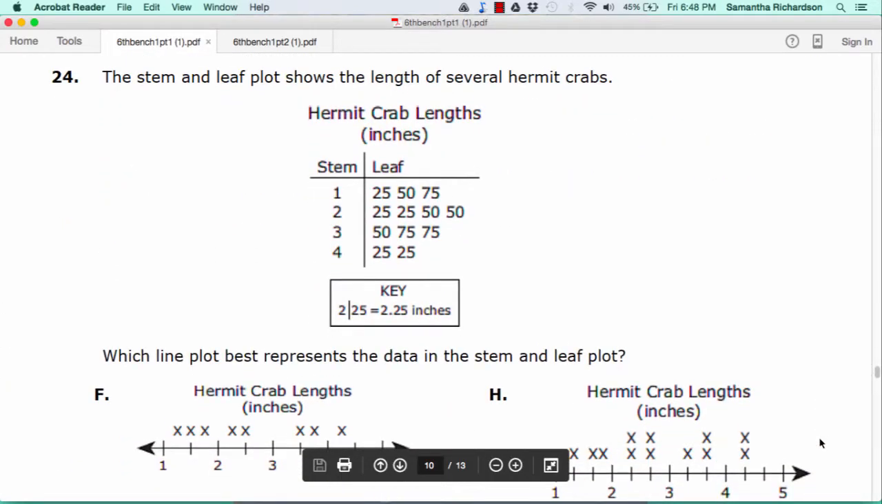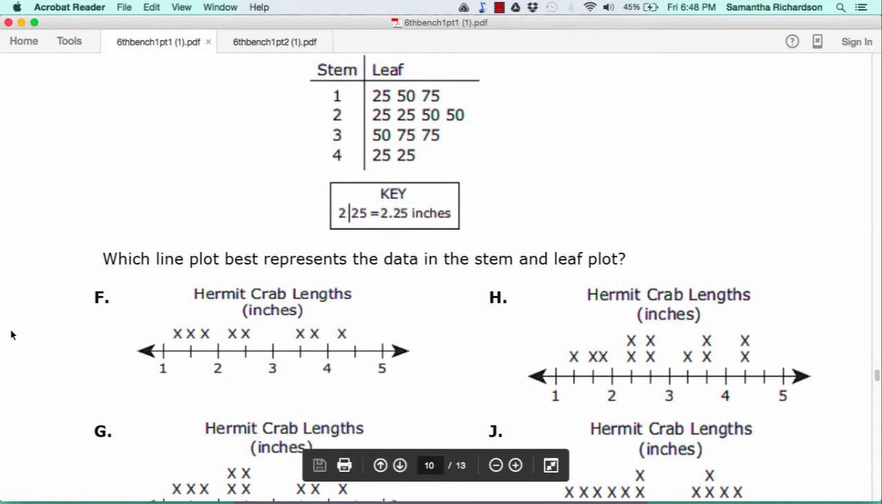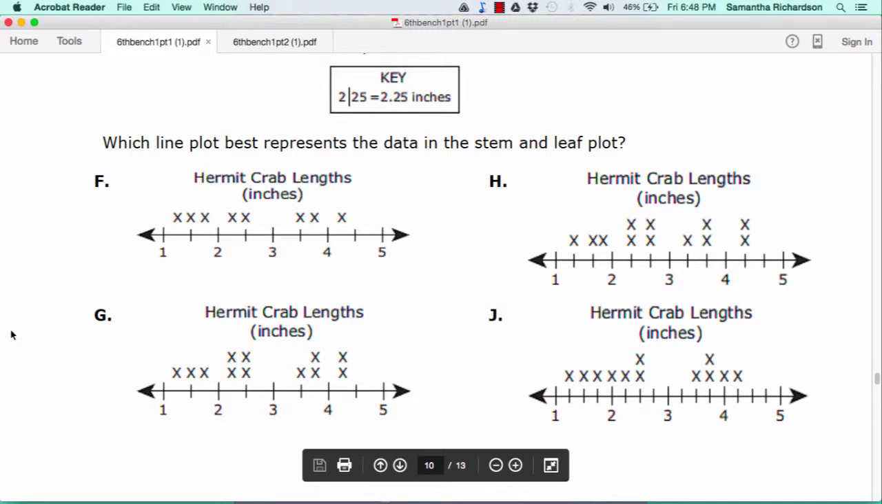Question 24. The stem and leaf plot shows the length of several hermit crabs. Hermit crab lengths, inches. Key. If you need anything else read from the table, please raise your hand. Which line plot best represents the data in the stem and leaf plot? F, G, H, J.